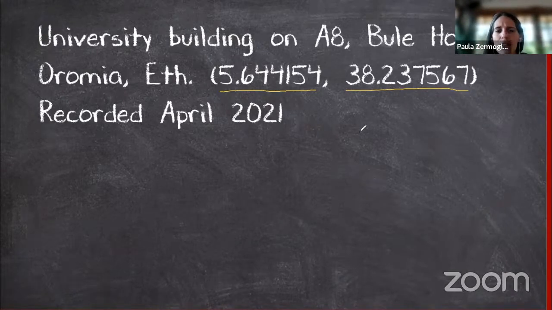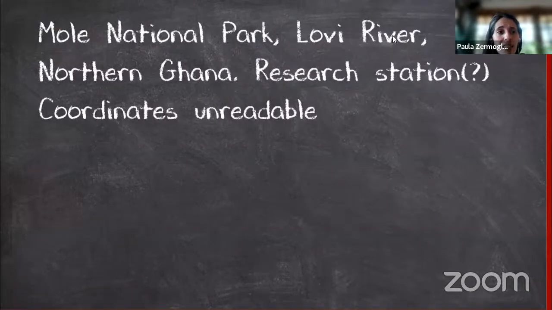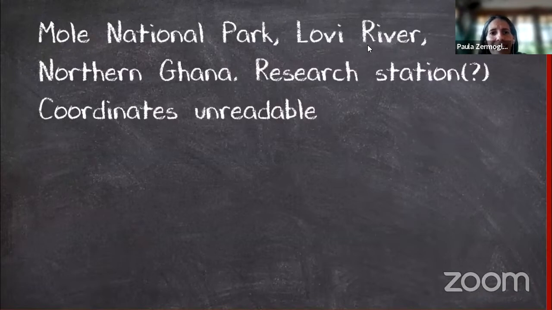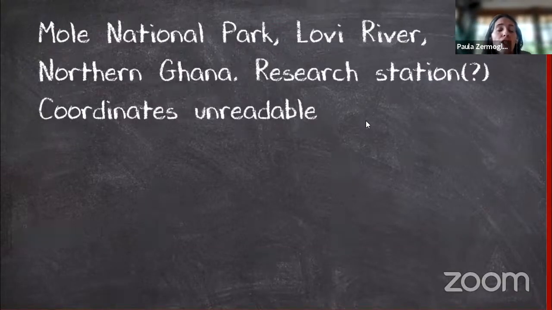Okay, so I think we're done with this example. I'm going to pass to another one. Let me clear all drawings. There. This is the next example, and I think the last one we're going to see today, which is a national park. It says Molen National Park, Lobe River, Northern Ghana, Research Station, coordinates unreadable. And the exercise is exactly the same. Where will we capture this information? Which Darwin Core terms do we use to capture each piece of information in this description?